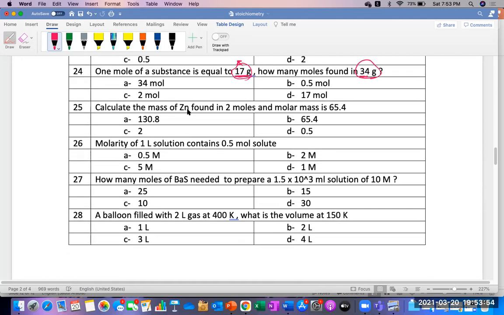Okay, calculate the mass of Zn found in 2 moles, given the molar mass. Again, to find it, we need to use the formula. We multiply the number of moles times the molar mass, and from this we will find the mass in grams. Of course, if we see the numbers here, this one is very small, and this one is only for 1 mole. So it will be this one without calculating, okay?